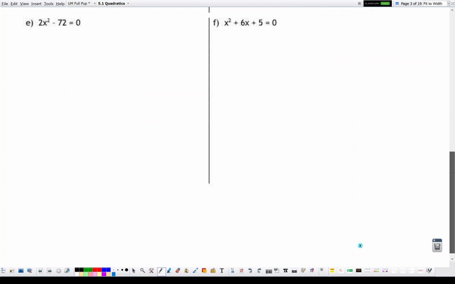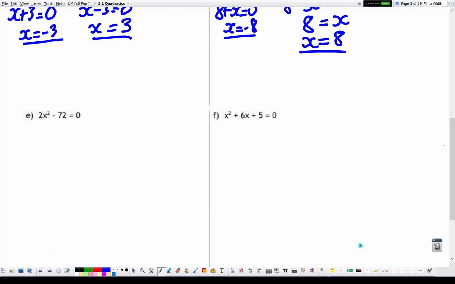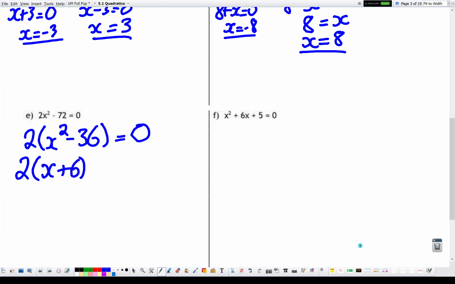E and F. Now, 2x squared minus 72. Well, it kind of looks like a difference of two squares, but there's a common factor bit to do first. There's a common factor of 2, which we must take out first. That gives me x squared minus 36 equals 0. And now that we've got that, we do a difference of two squares inside that bracket. So that one bracket will become two brackets: x plus 6, x minus 6.